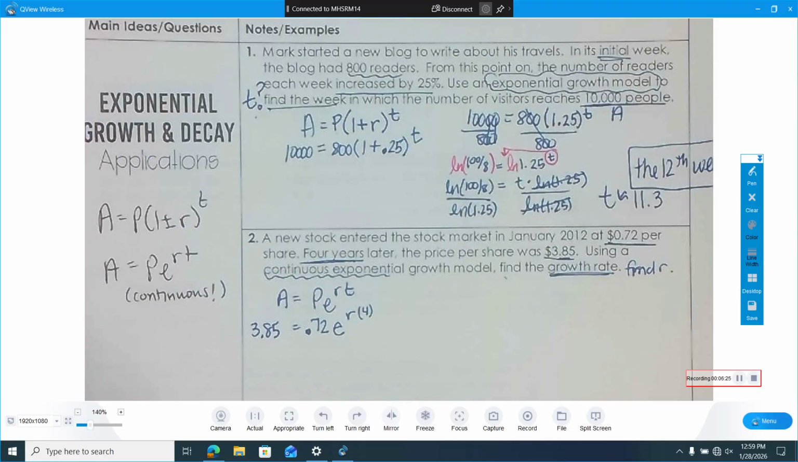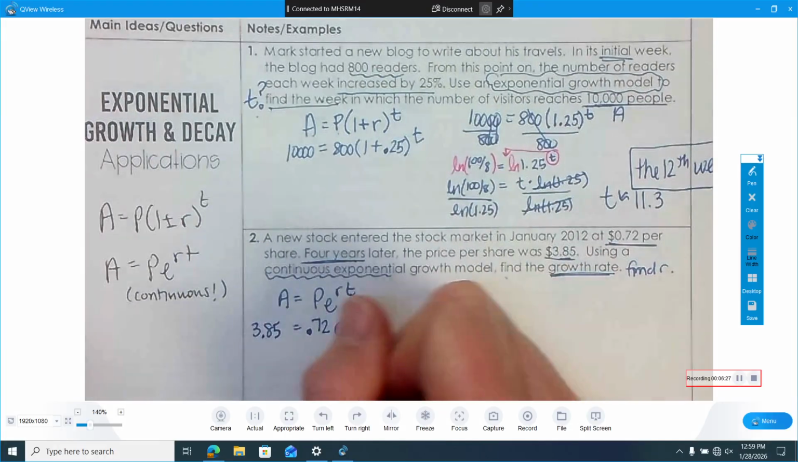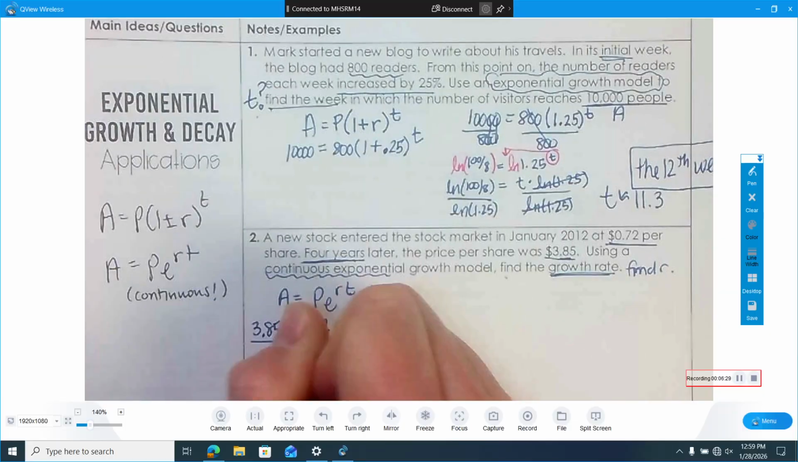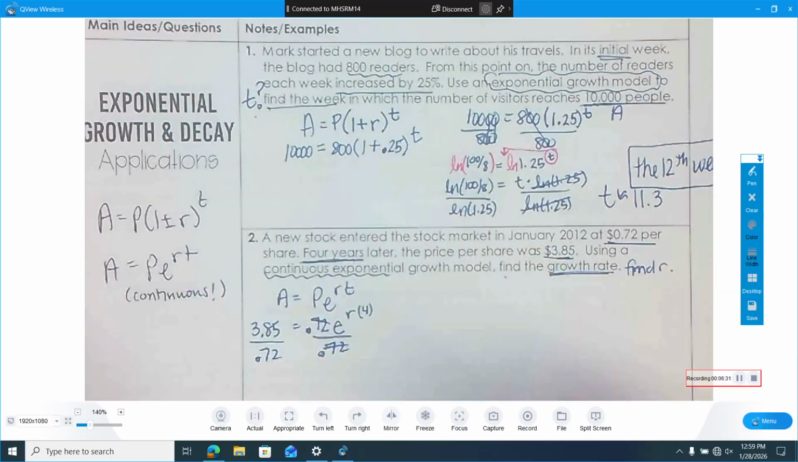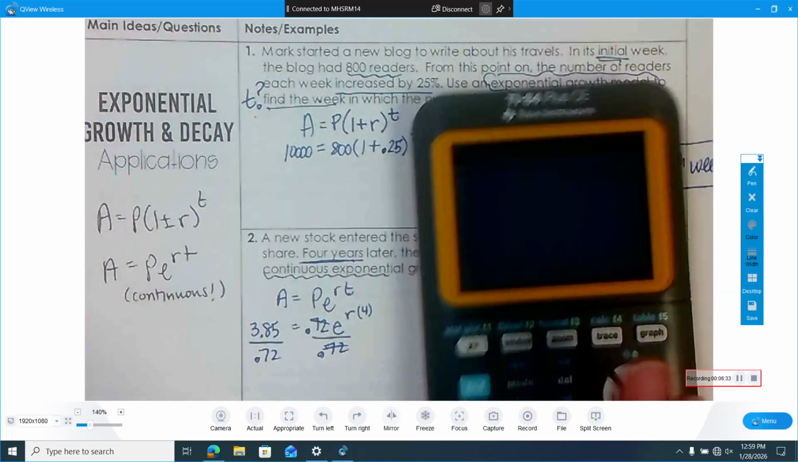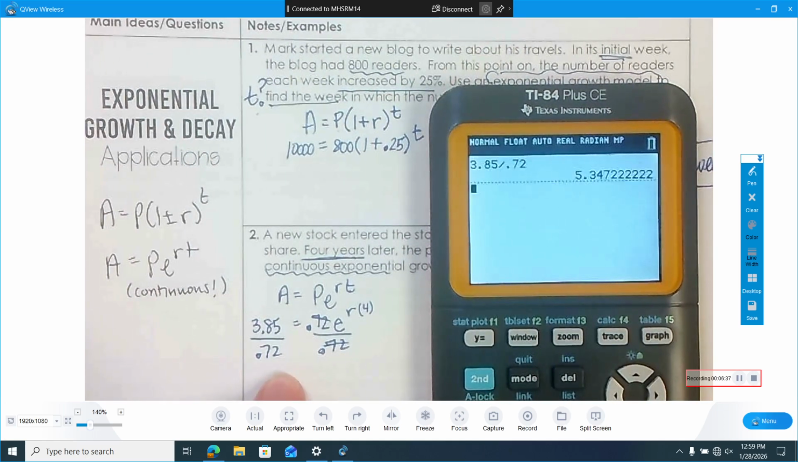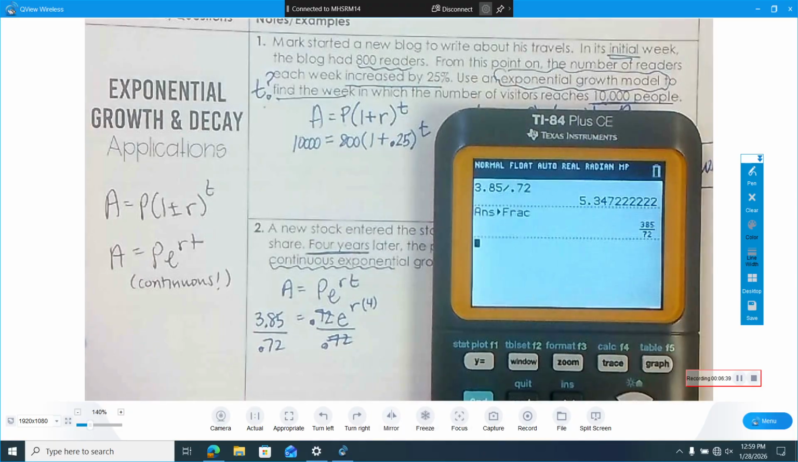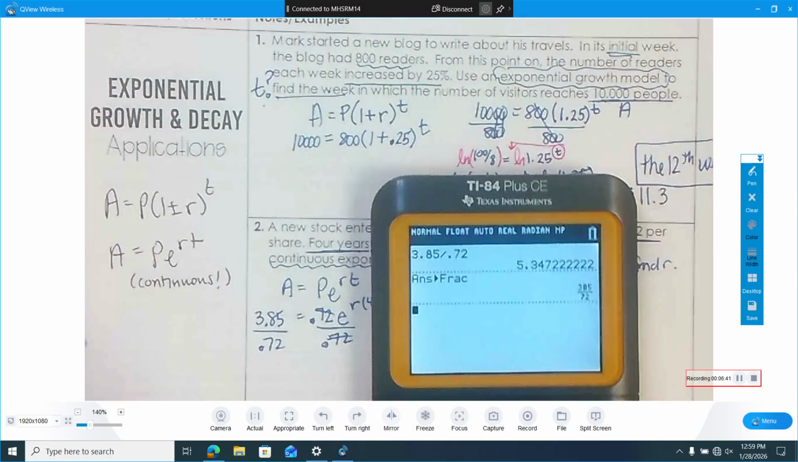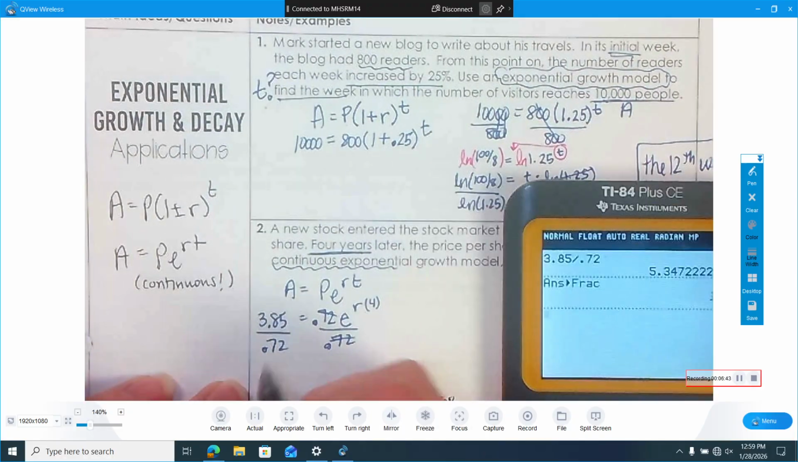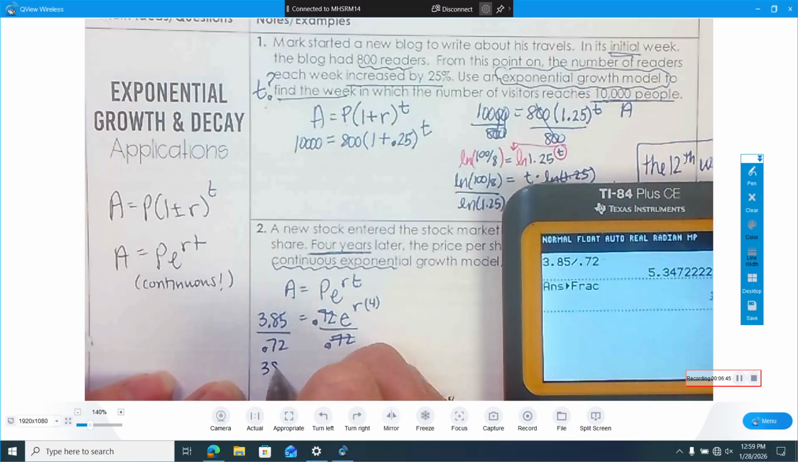But first, there we go. Divide by 0.72, divide by 0.72. Is that going to give me something nasty? 3.85 divided by 0.72. Ooh, yuck. Funny. All right, that's 385 over 72. I'm just going to leave it like that.